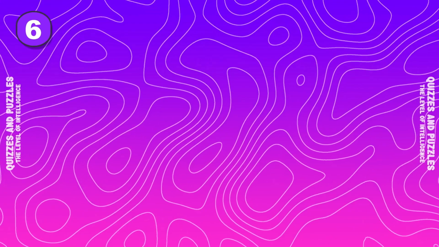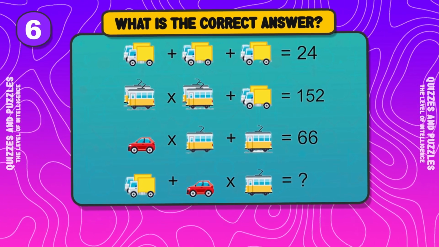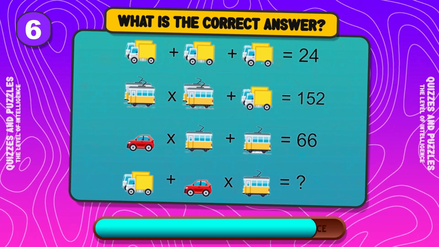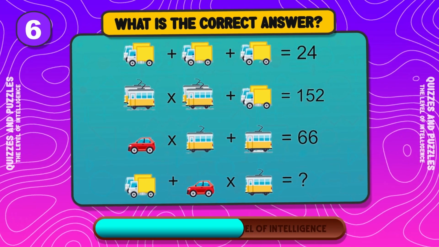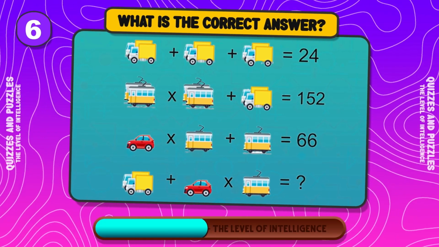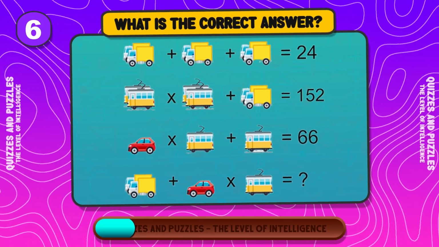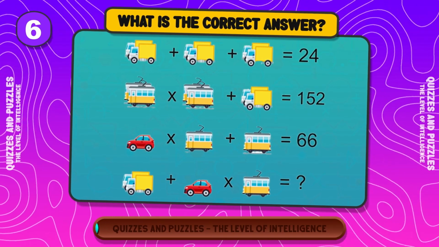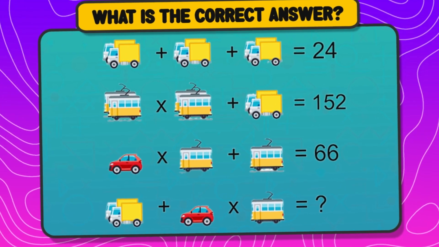Question number 6. The medium level continues. Look at this picture of vehicles and solve it. Feel free to pause the video to have enough time to solve this puzzle. Solution. In the first row, the answer is 24.